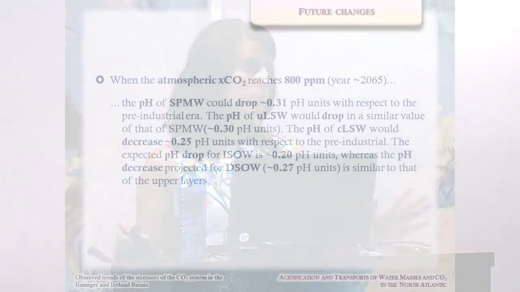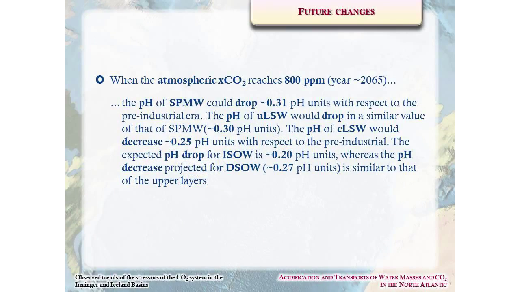Taking advantage of the observed changes in pH and saturation state of aragonite for the period between 1991 and 2014, we infer the future changes of these variables. According to our estimates, when the atmospheric CO2 reaches 800 ppm, which is about twice the present atmospheric CO2 concentration, the pH of subpolar mode water could drop by about 0.31 pH units with respect to the pre-industrial value, which is in agreement with the predictions of the worst scenario of the IPCC. A similar pH decrease is projected for the Denmark Strait overflow water.